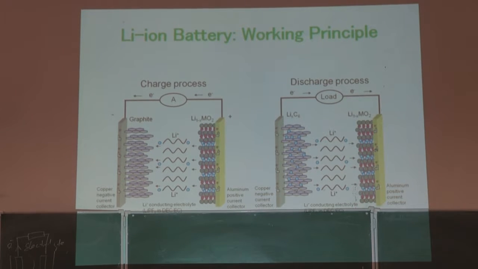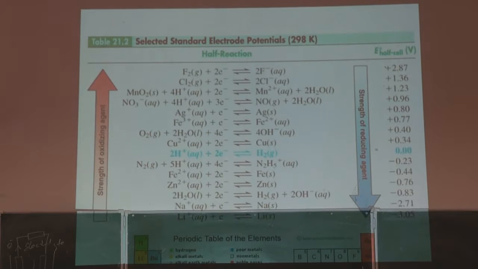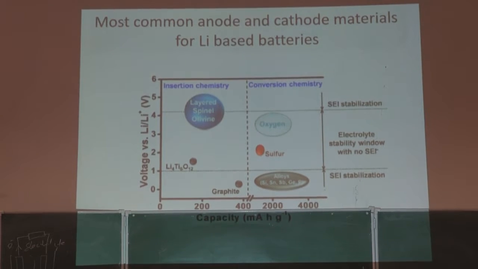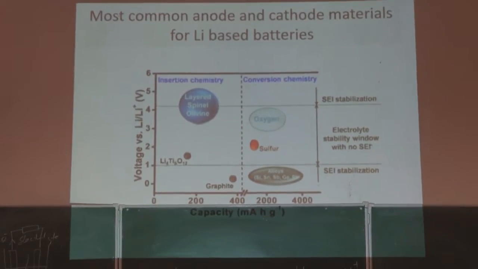On the cathode side, you still need these layered structures, but it's not just layered. You can have a spinel structure, and something called an olivine structure. These crystal structures all have good space. It's not exactly like this. This is a good layered structure, but you can have something like this too.